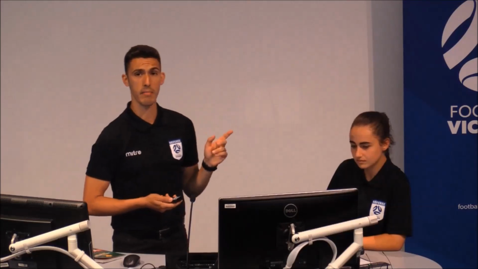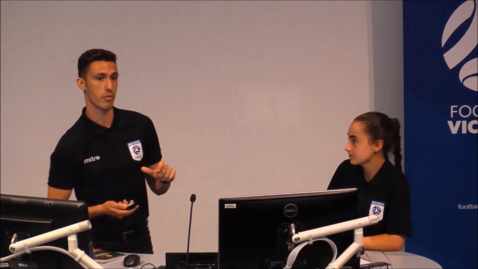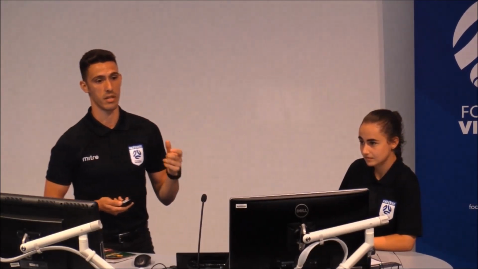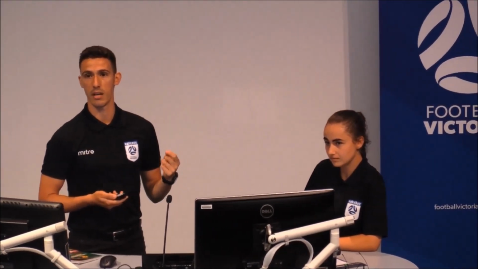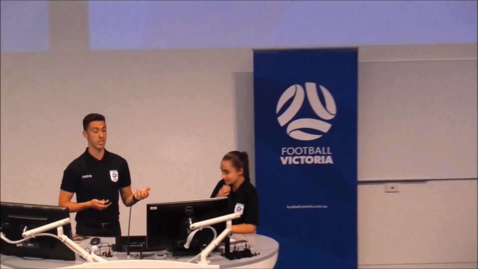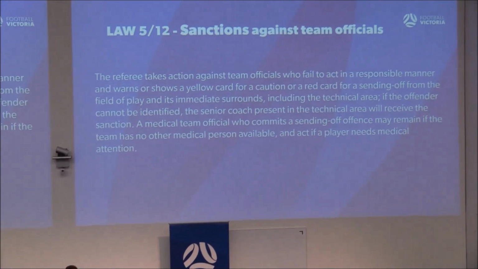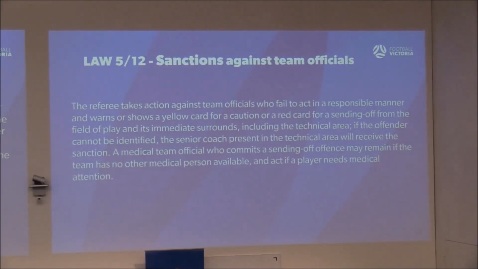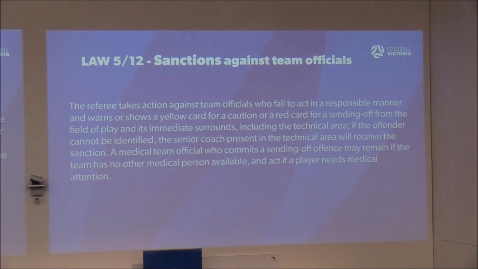Law 5 and Law 12, we're covering off sanctions against team officials. As Peter mentioned earlier, it was trialled through the NPL structure with yellow and red cards. It's a really good tool because dissent on the field and dissent coming from the technical areas needs to stop. And by using yellow and red cards for misconduct by team officials, it assists us. This will be done throughout the whole FFV structure, so from NPL, State League and Juniors. So please ensure that you're across that and you're aware of that. It's not specific to different leagues.